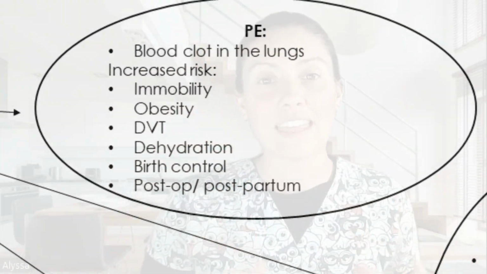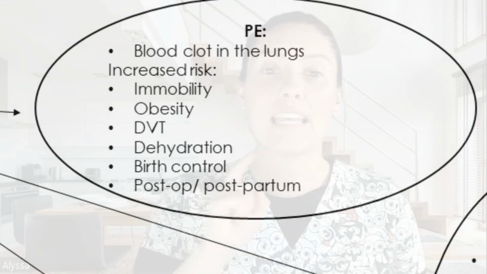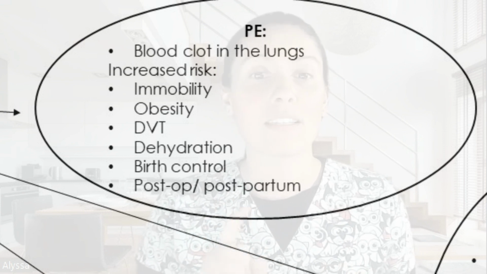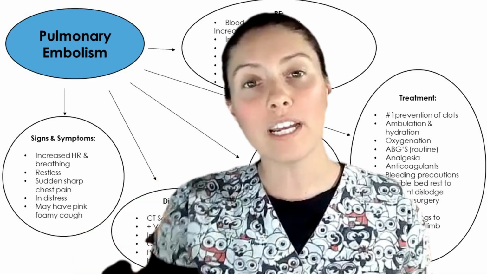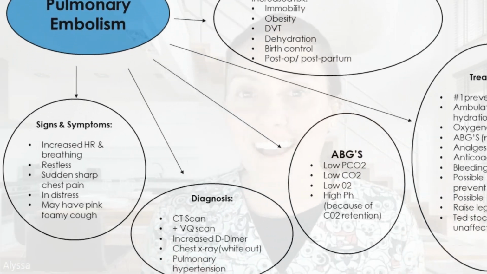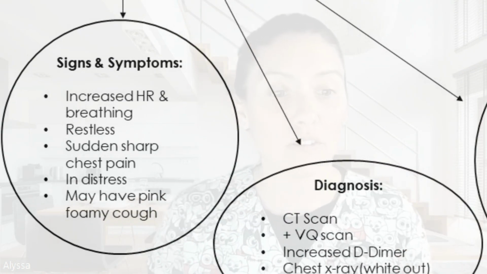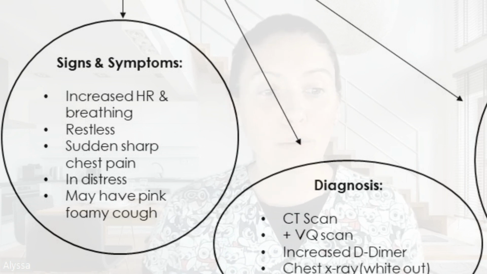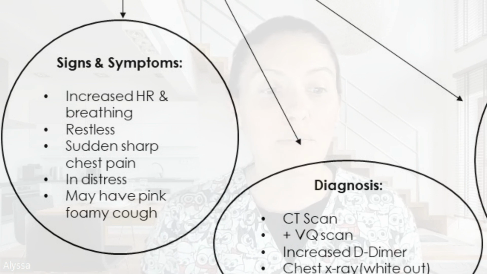So the things that increase your risk of having a pulmonary embolism are immobility, obesity, deep vein thrombosis, dehydration, birth control, post-surgery, and postpartum, so after having a baby. What are the signs and symptoms of a pulmonary embolism? So increased heart rate and increased breathing, restlessness, sudden sharp chest pain, in distress, and they may have a pink foamy cough.